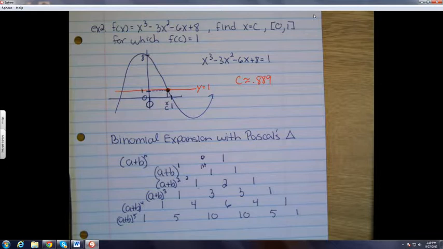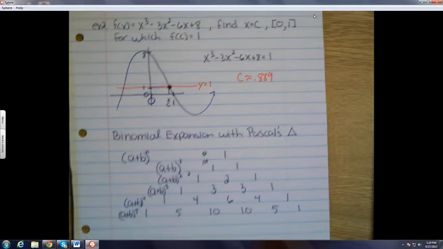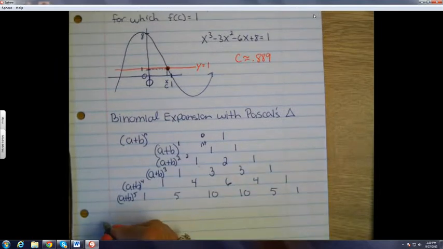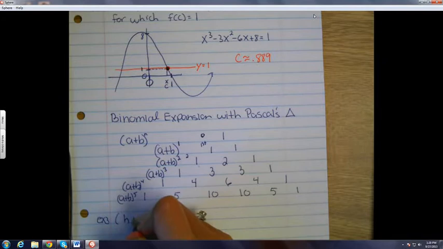Okay, so how does this work? Let's say we're going to do 2 of these. Expand, let's say we had, what do I have here? H plus 2x to the 4th power.